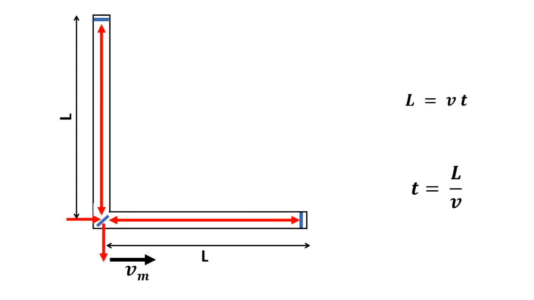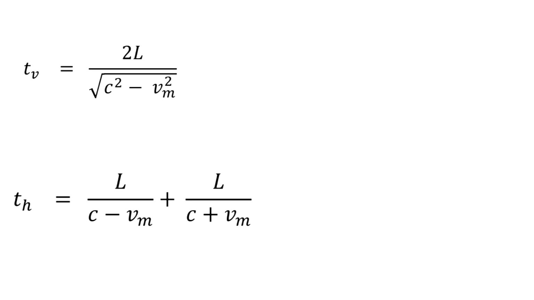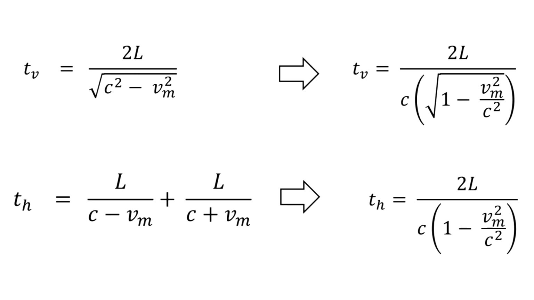When the interferometer is in motion with a velocity of vm, then the path that light follows is longer and takes a longer time. For the vertical arm, a full round trip, tv, is given by this formula. For the horizontal arm, th, the formula has two components, for the left to right and right to left trips. With a little algebra, we get these equations.